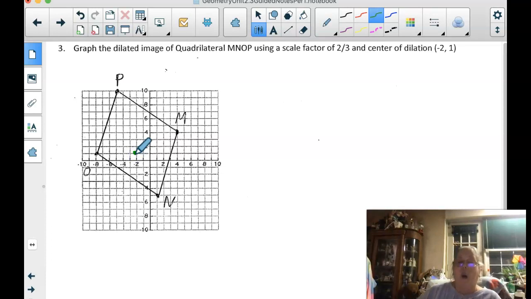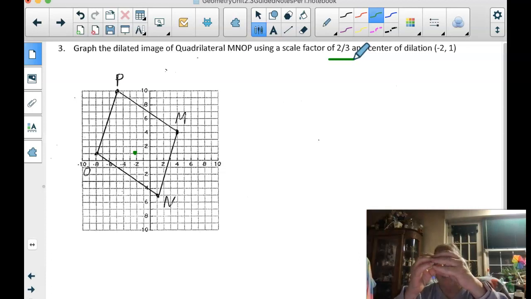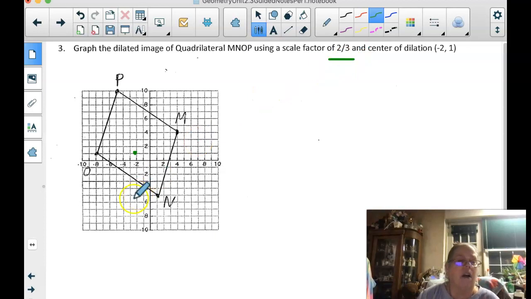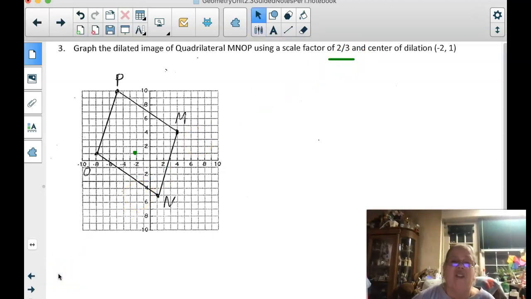Okay, now look at my scale factor. My scale factor is 2/3. So is my object going to get bigger or smaller? 2/3 is less than 1. It's going to get smaller. Correct? Okay, so our center of dilation is marked. Now we're going to figure out how we get to each new point from our center of dilation. And I want to write it down. I want to make notes.